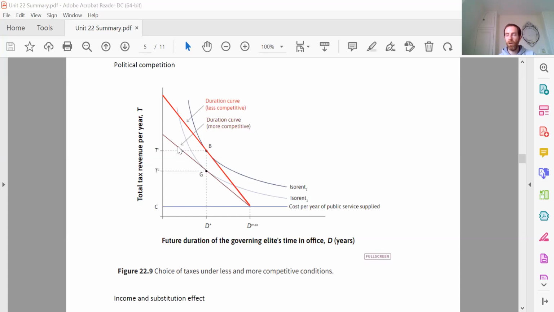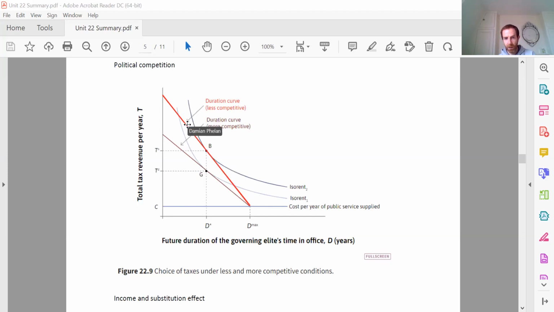So we can try and break the change down into our income effect and substitution effect. So how do we get the income effect? Well, we imagine that the curve hasn't changed, the trade-off hasn't changed, and we see what the governing elite would have to do to get themselves to the new ISO rent, this lower one?